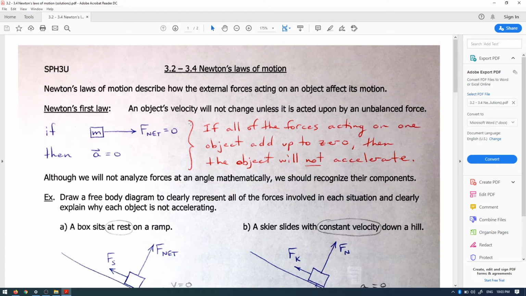Okay, so if all the forces acting on an object add up to 0, the object will not accelerate. But if I now introduce another force, let's say I have 4 forces to begin with, they all cancel. If I introduce a 5th force that causes it to not cancel, it will begin to accelerate and its velocity will change. That's all it means.